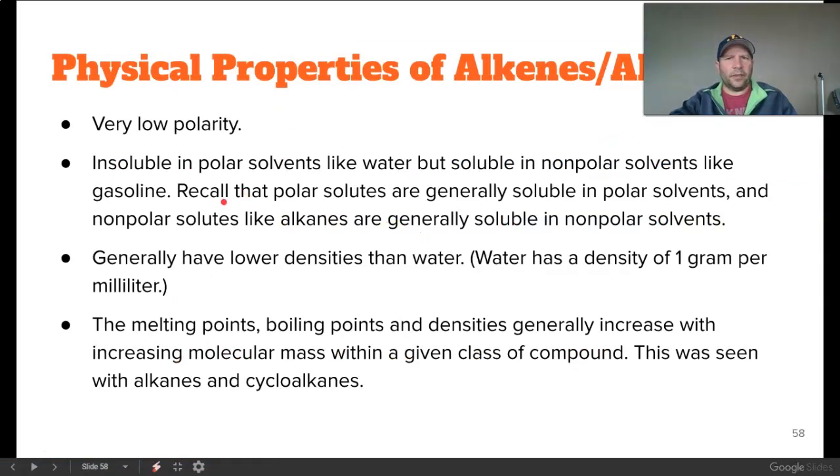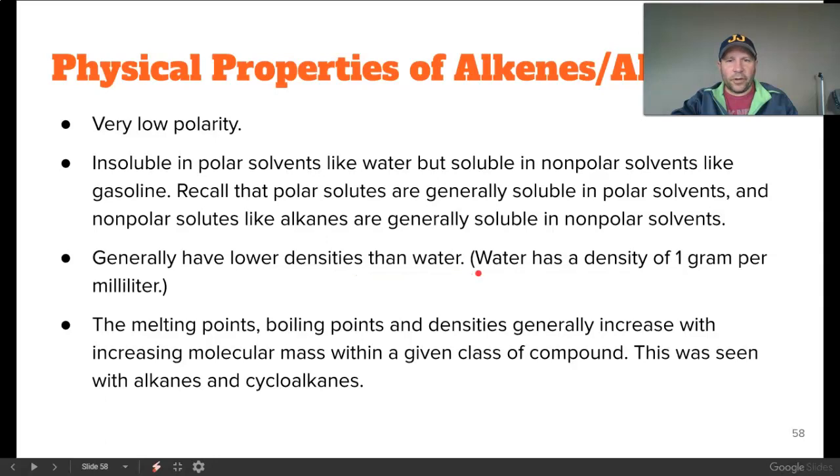Physical properties of alkenes and alkynes. They have very low polarity, which means that they are, let's just call them nonpolar. They only have London dispersion forces, which means they have a very weak grip on each other. Two molecules don't really tightly adhere to each other, but they will as the molar mass gets bigger and bigger. They're insoluble in polar solvents, but they are soluble in nonpolar solvents because like dissolves like. Polar solvents will dissolve polar molecules, and nonpolar solvents will dissolve nonpolar molecules. So that's what we're looking at there.